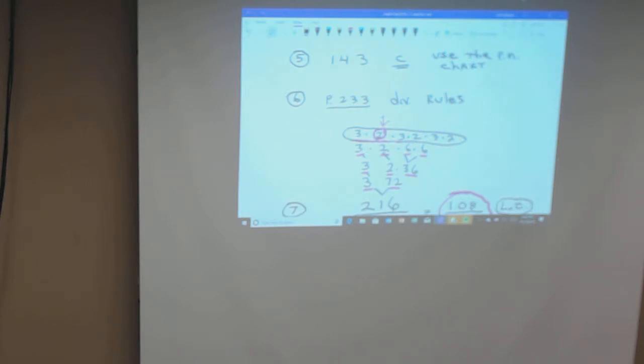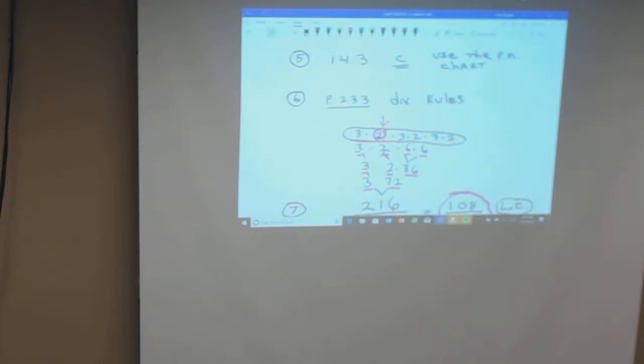So in 2, 3, 4, 5, you say, well, it ends in 5, so it's divisible by 5, and it's not even, so it's not divisible by 2. Is it divisible by 3? Well, what's 5 and 4 and 3 and 2? 9, 10, 11, 12, 13, 14. Is 14 divisible by 3? No. So it's only divisible by 5.